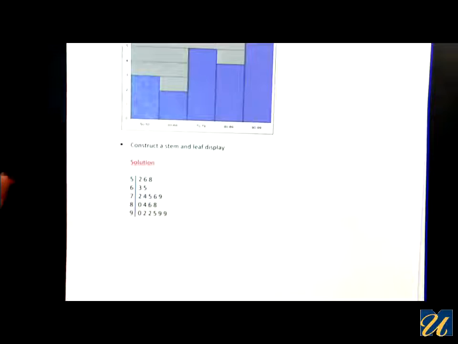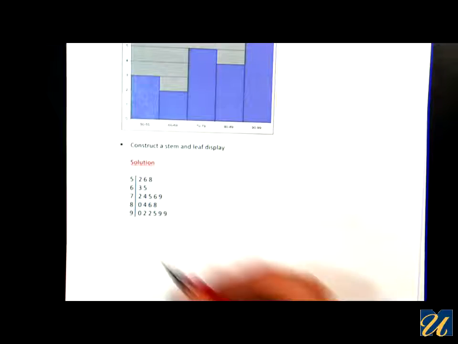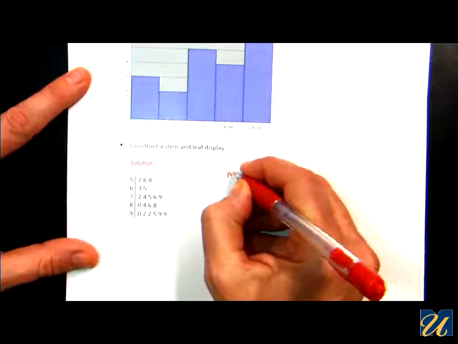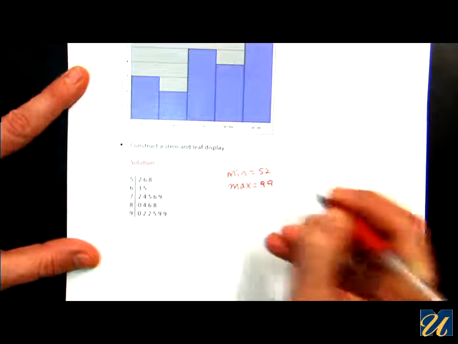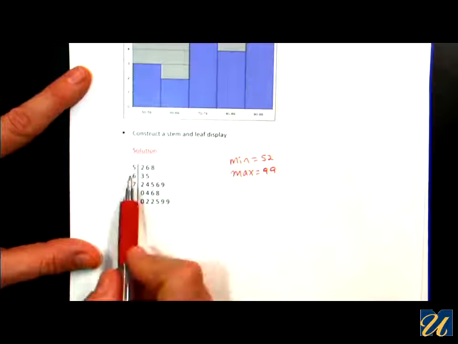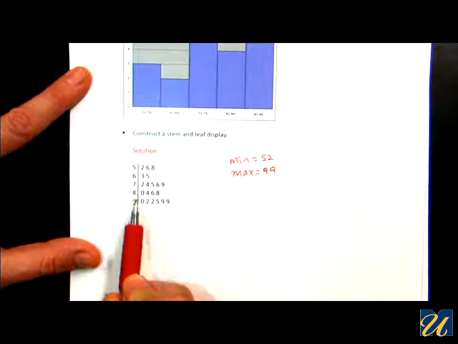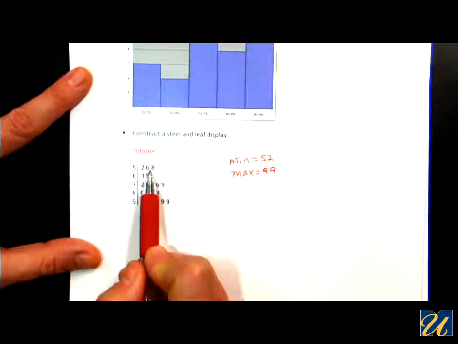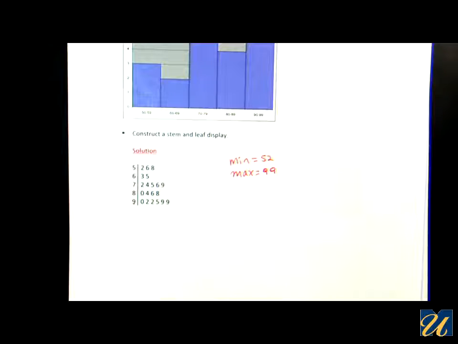Construct a stem and leaf display. You start with the minimum entry. The minimum entry is 52. The maximum is 99. So you start from 5 all the way to 9. You take each one of the entries and you separate them into stem and leaf. So this is how your stem and leaf should look like.